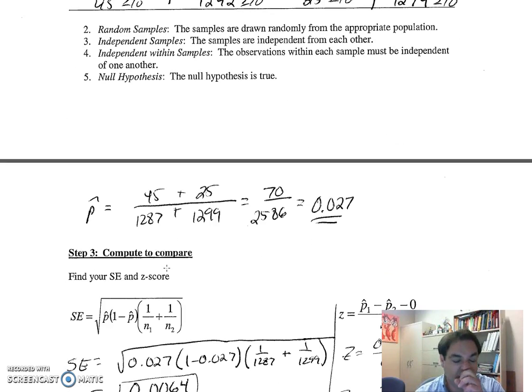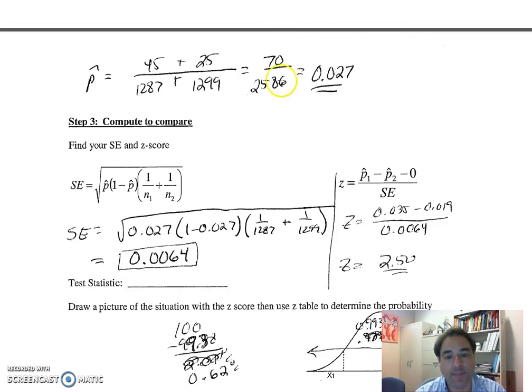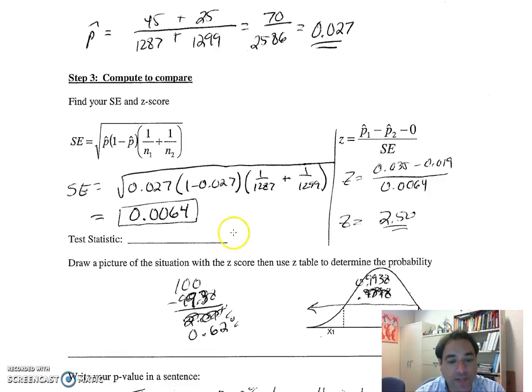Now again, we're going to use the combined p-hat, so we add the numerators, 70, and the denominators, even though they're different, 2586. 70 divided by 2586 is 0.027. That's the p-hat we're going to use for our SE. Be very careful typing this in the calculator. Square root of 0.027, parenthesis 1 minus 0.027, close parenthesis, times 1 over 1287 plus 1 over 1299, following the formula.